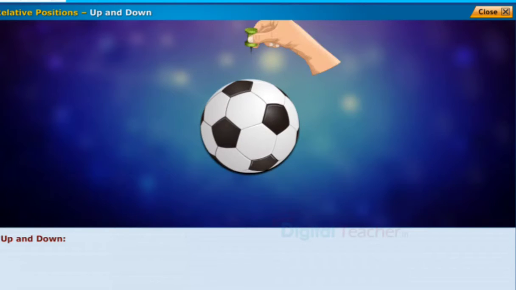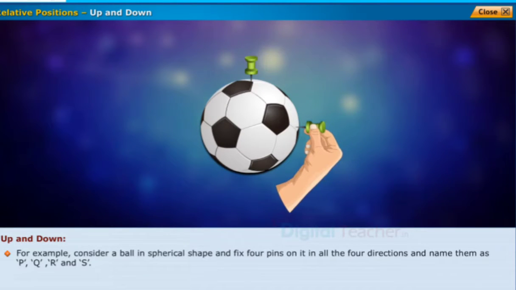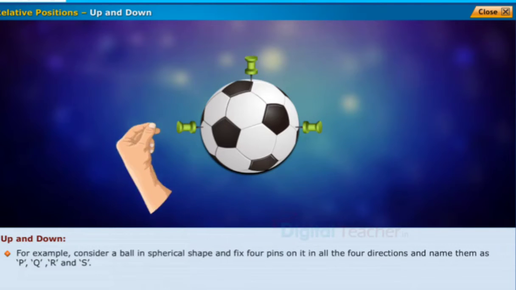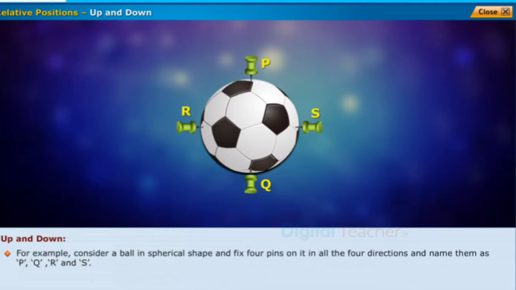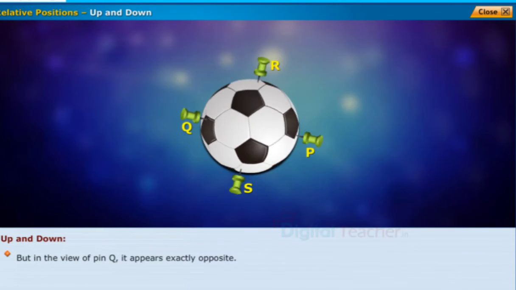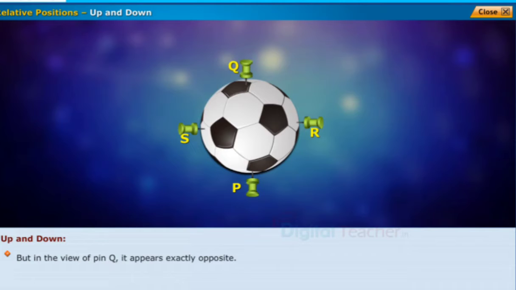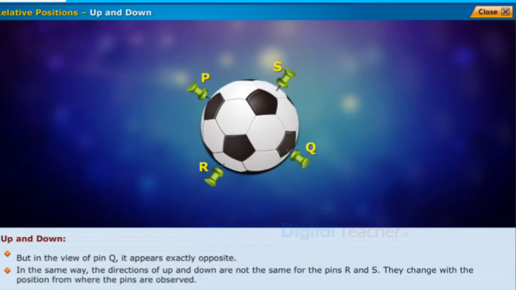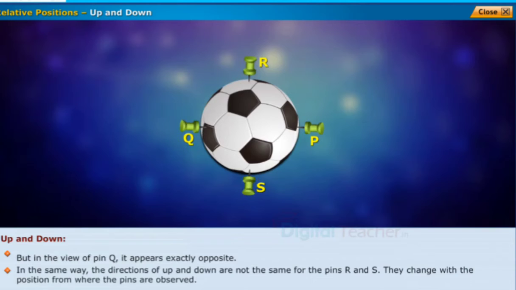Up and down. For example, consider a ball in spherical shape and fix 4 pins on it in all the 4 directions and name them as P, Q, R or S. From pin P's point of view, the position of pin P appears up and the position of pin Q appears down. But in the view of pin Q, it appears exactly opposite. In the same way, the directions of up and down are not the same for the pins R and S. They change with the position from where the pins are observed.